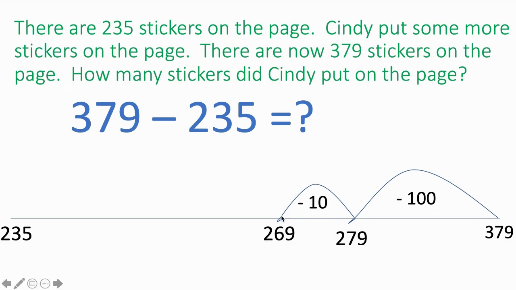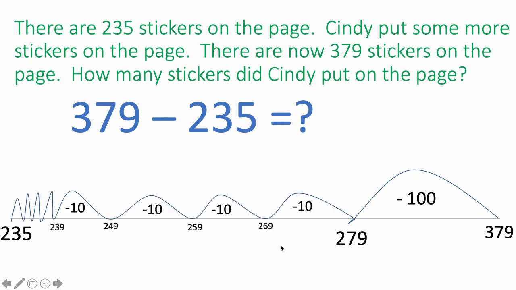Okay. Next, we're going to take away a 10 and just keep taking away a 10 until we can't take away any more 10s. Okay, so 279 minus 10 is 269. Let's take away another 10. 259. Take away another 10. 249. Take away another 10. 239. We're going back by tens, boys and girls. Okay, so now we're at 239.